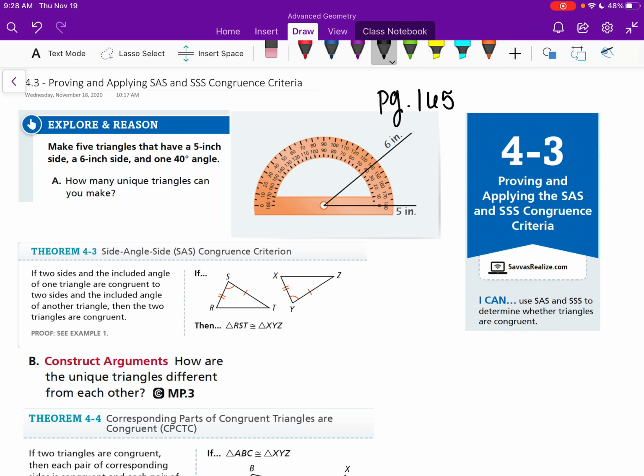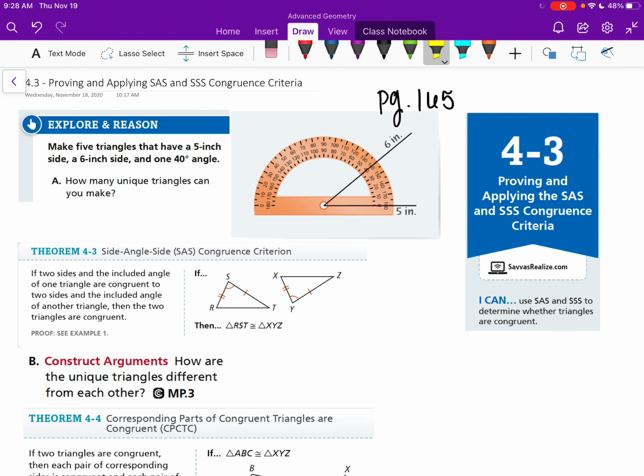All right, section 4.3 starts on page 145, and this section and the next one you're going to learn is proving that triangles are congruent given information about their sides. So on this page 165, you want to take notes of three really important theorems.